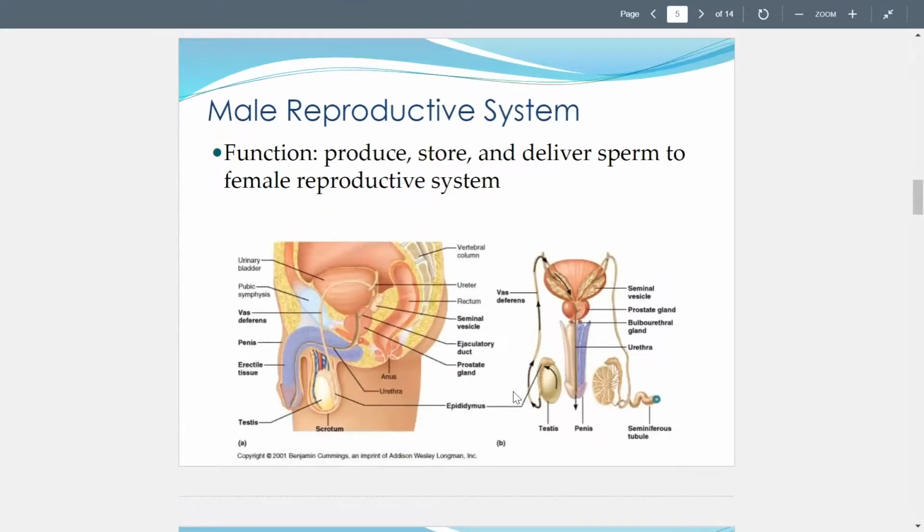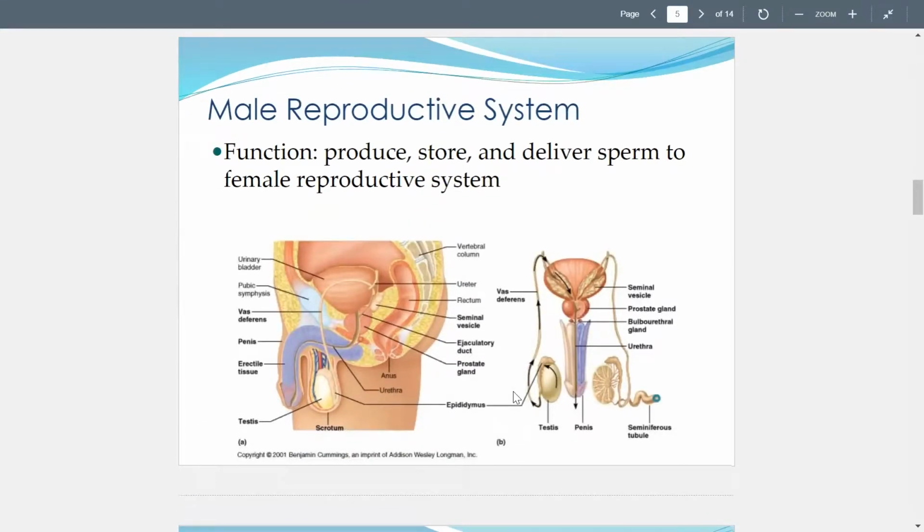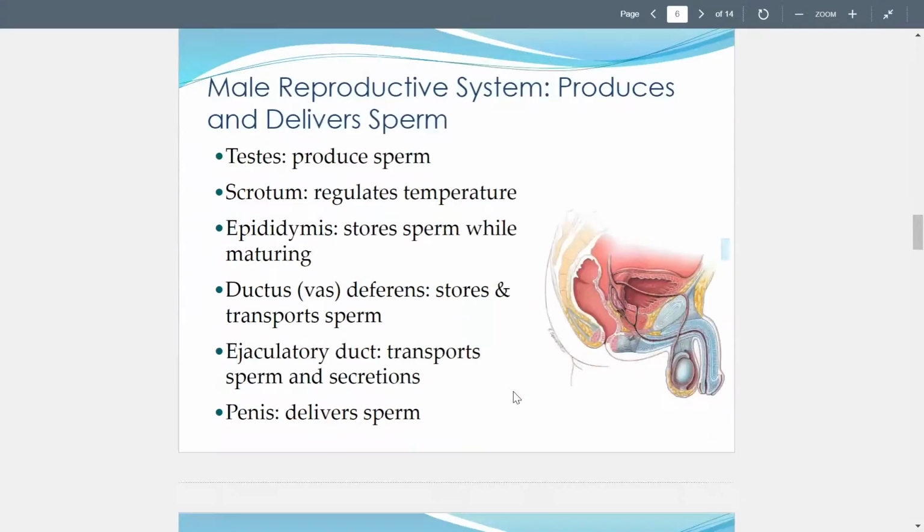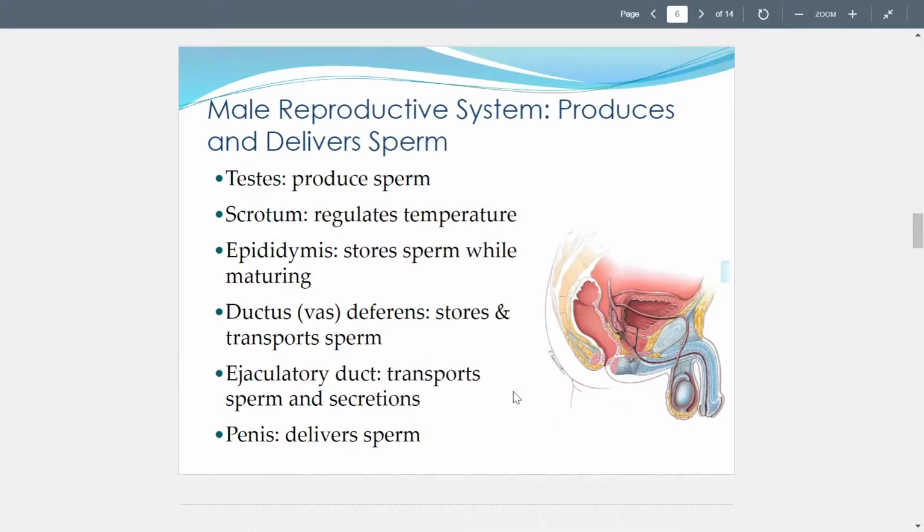Okay, let's move on. This lecture compares the male versus the female reproductive system. We'll start with the male, whose function is to produce, store, and develop sperm to deliver to the female reproductive system. There are a whole bunch of organ structures for the reproductive system, so get yourself familiar with these.